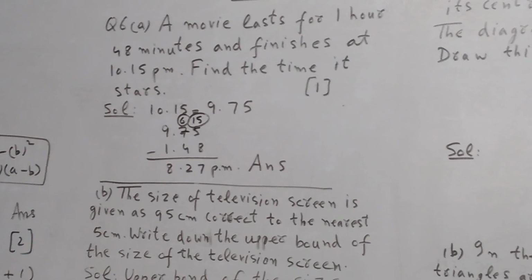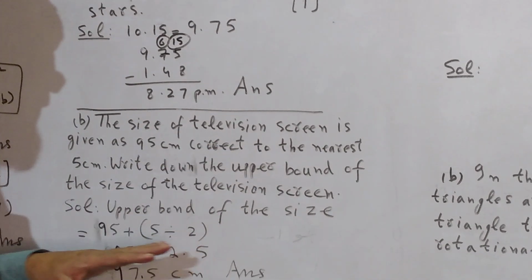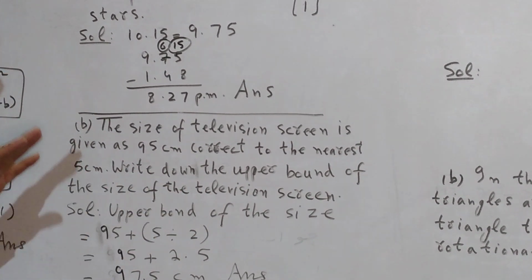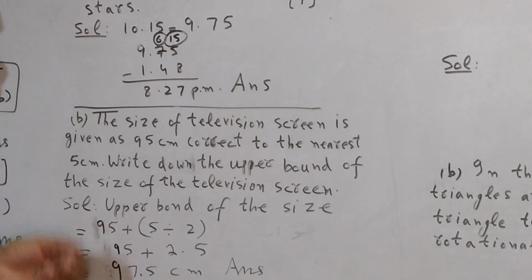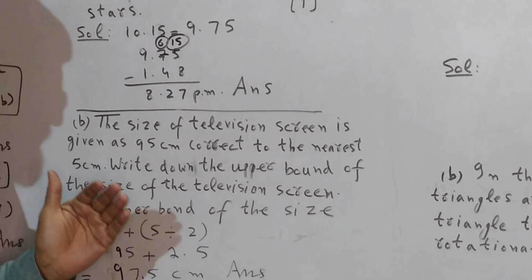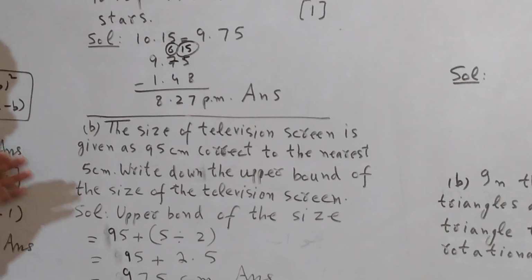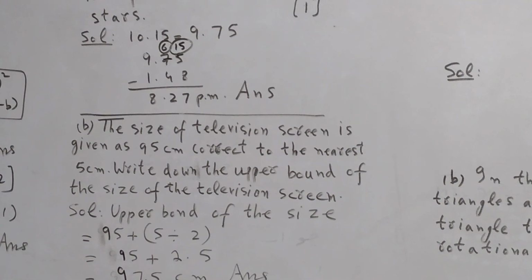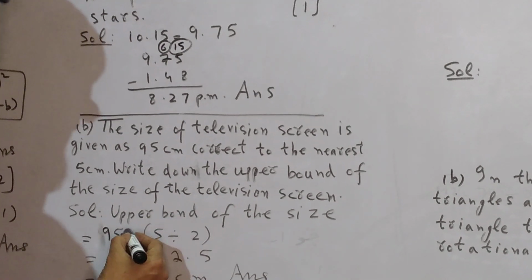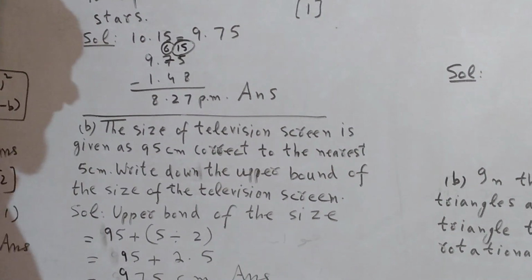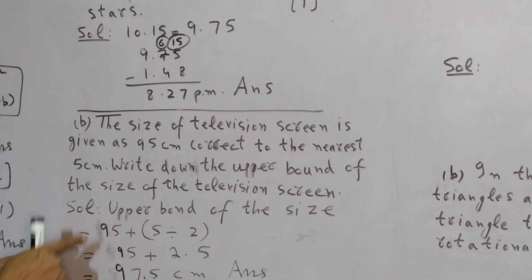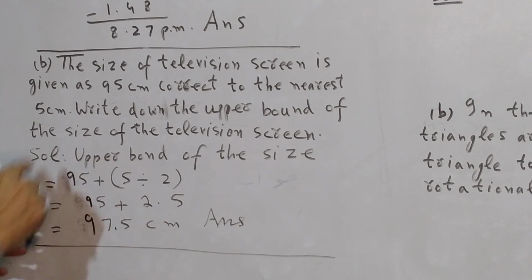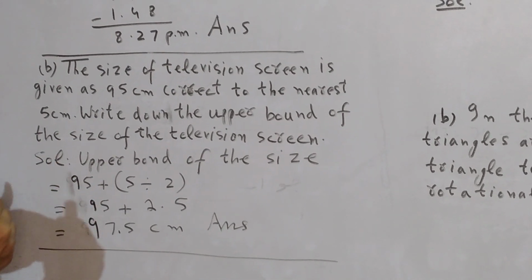Next is part B. The size of the television screen is given as 95 centimeters, correct to the nearest 5 centimeters. What we have to do is write down the upper bound of the size of the television screen. So for this, we write here the upper bound of this size, and here we write the original size, the given size, which is 95, plus 5 divided by 2, because we want to find the upper bound.